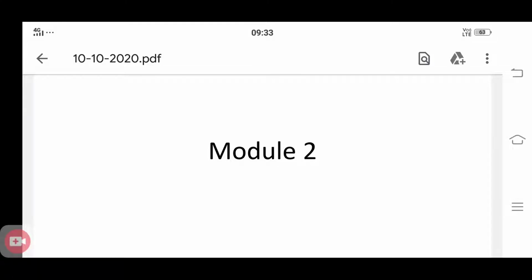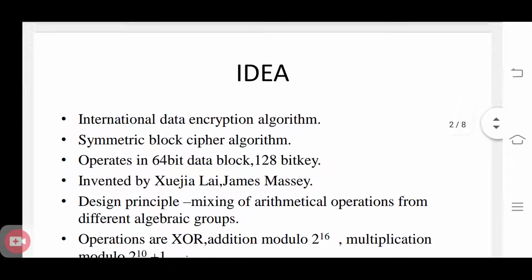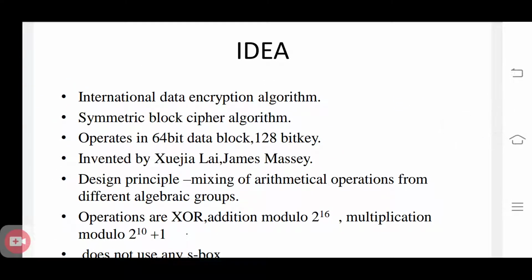Hi students, today we will study the next symmetric cryptographic algorithm, that is IDEA. We have already discussed the AES cipher and also the R-Cipher algorithm. So in this module, the next portion is IDEA, International Data Encryption Algorithm.